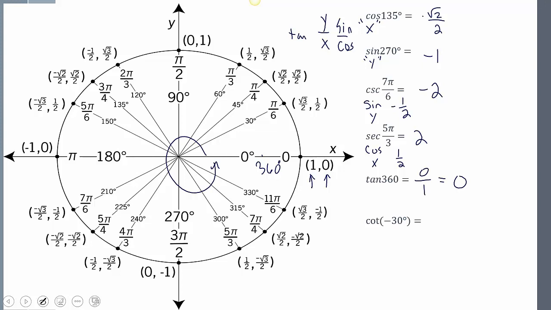For cotangent of negative 30 degrees, cotangent is cosine over sine, and the negative means we go in a negative rotation, so I'm rotating that way 30 degrees. So x over y, those cancel out, and I get negative root 3.